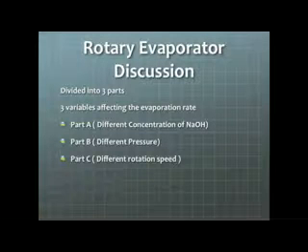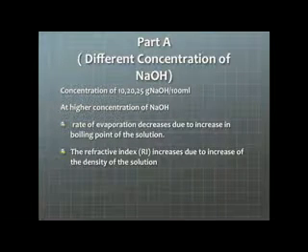For the discussion part, it is divided into 3 separate parts. The 3 separate parts resemble the 3 different variables affecting the evaporation rate. Part A will be talking about the different concentration of sodium hydroxide on the evaporation rate, Part B the different pressure, and Part C the different rotation speed. For Part A, the different concentration of sodium hydroxide, we have concentrations of 10, 20 and 25 grams of sodium hydroxide per 100 ml.